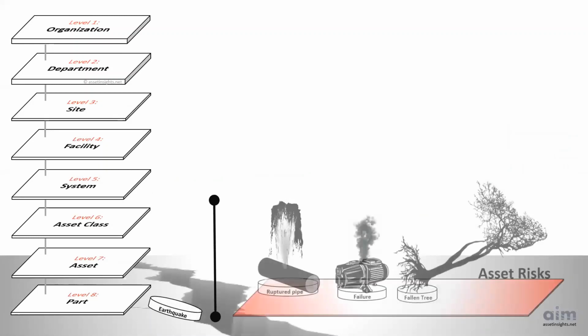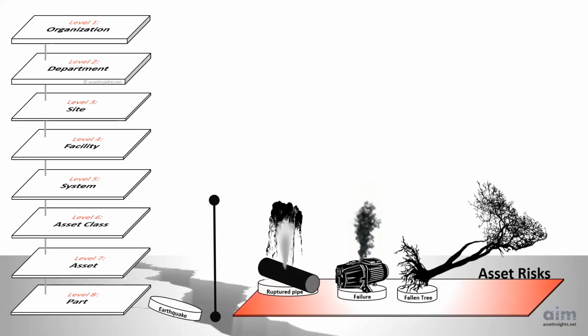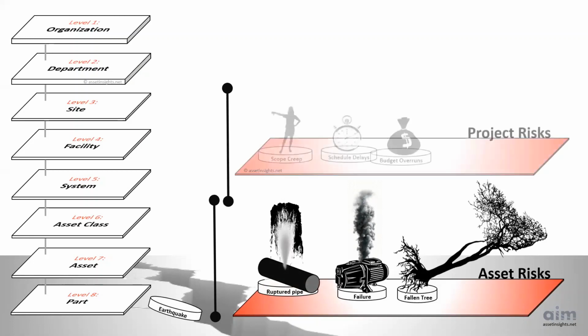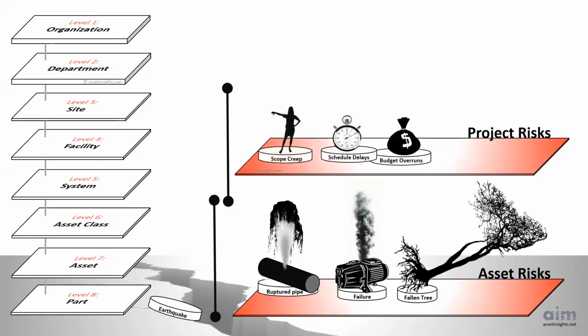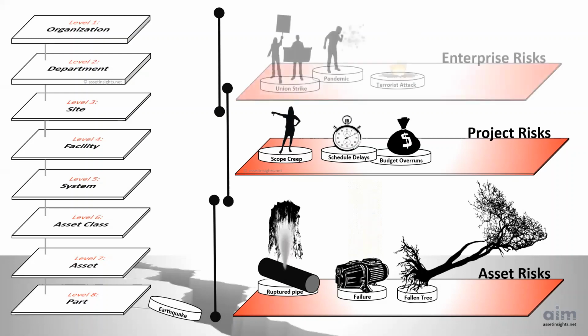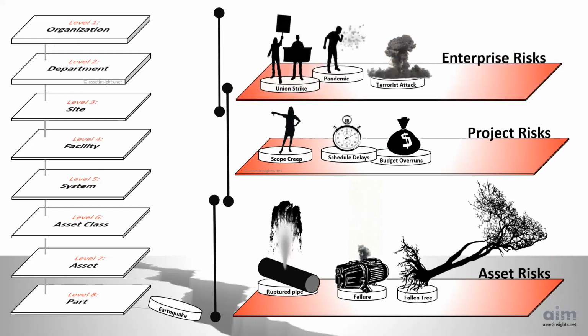So how can the hierarchy be applied to risk management? Firstly, asset risks such as equipment failures align with the lower levels of the hierarchy. Project risks such as schedule delays and project overruns sit in the hierarchy at the same level as the capital planning functions. Enterprise risks such as union strikes, pandemics, and terrorist attacks are the purview of the senior leadership team.